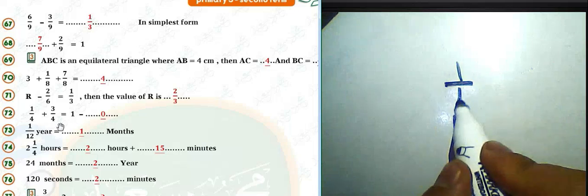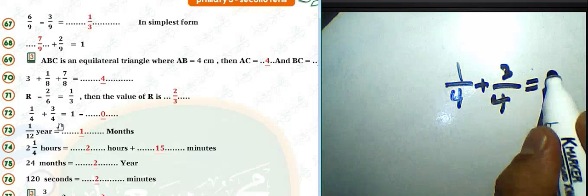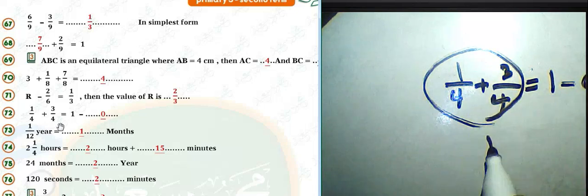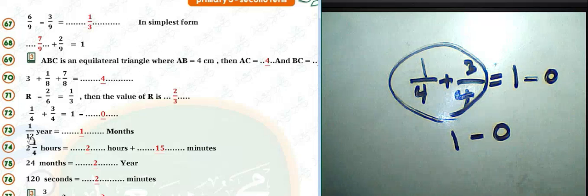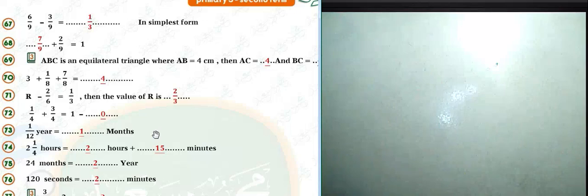1 over 4 plus 3 over 4 equals 1 minus 0, because the total number here will be 1. 1 subtract 0 equals 1. 1 over 12 year equals 1 month, because to convert 1 year to months, you must divide it by 12.